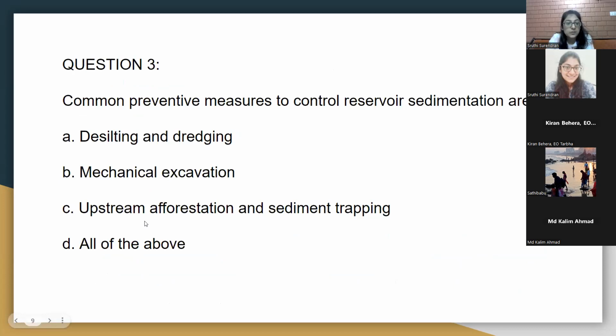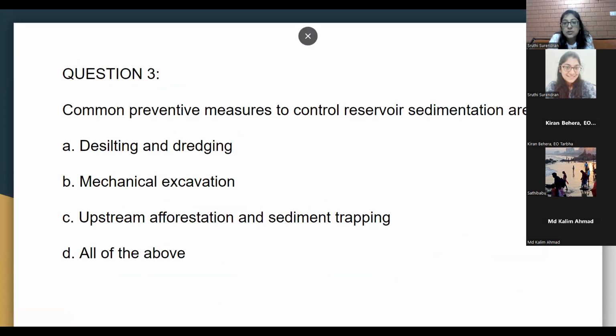Now moving on to the third question. Common preventive measures to control reservoir sedimentation are: is it desilting and dredging, mechanical excavation, upstream afforestation and sediment trapping, or is it all of the above?